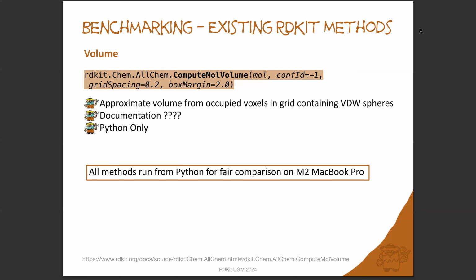And then finally, the compute mole volume algorithm that's included in RDKit, which I believe from digging through the source code gives an approximation to the van der Waals volume based on putting the molecule into a grid and looking at which voxels are occupied. But this is not particularly well documented, so don't take my word on that. And this one is available only from Python.